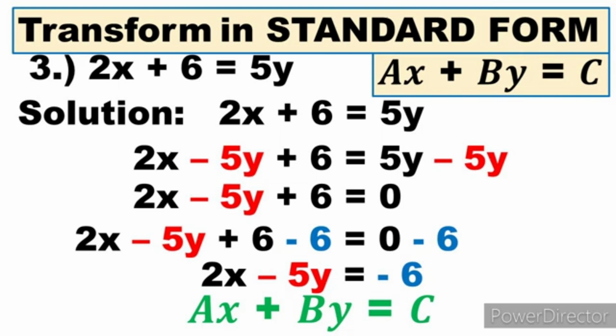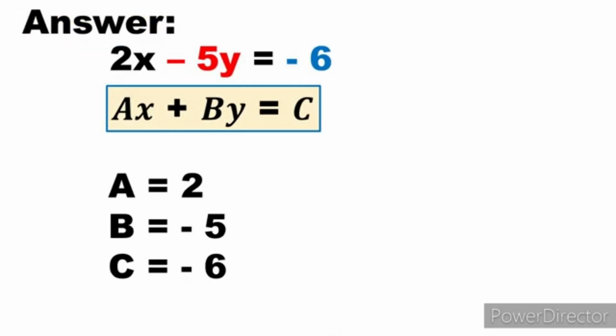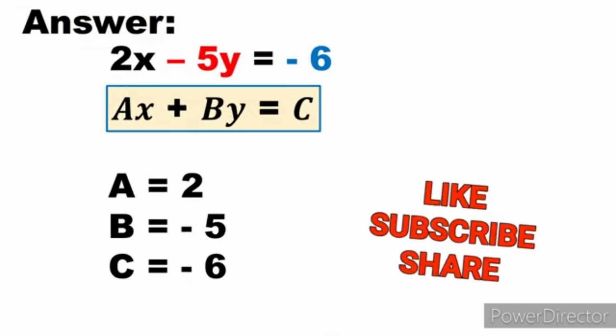And then, isi-simplify na natin. 2x minus 5y, then 6 minus 6 is 0. Then 0 minus 6 is negative 6. So, ang magiging equation natin ngayon is 2x minus 5y equals negative 6. So, nasa form na siya ng standard form, which is ax plus by equals c. And to determine the value of a, b, and c, okay, our a is 2, and b is negative 5, and our c is negative 6.